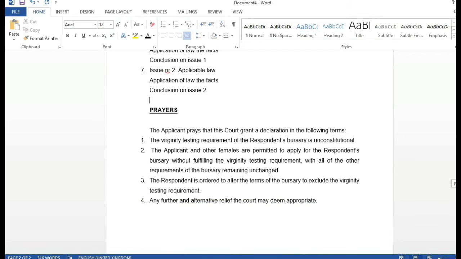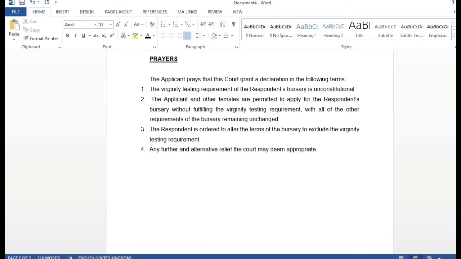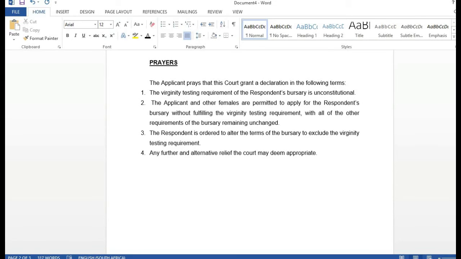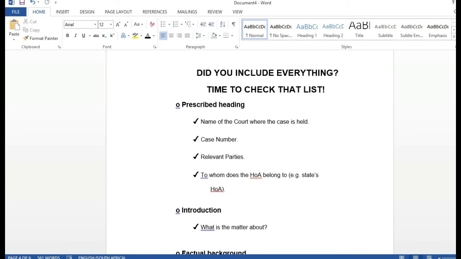At the end of your heads of argument, you must add a bibliography. All case law, legislation, and other relevant sources used in your heads of argument must be listed and formatted according to a specific referencing style. At the University of the Free State, Faculty of Law, we prefer the Journal of Judicial Science referencing style. This referencing style will be discussed in detail in an upcoming tutorial.